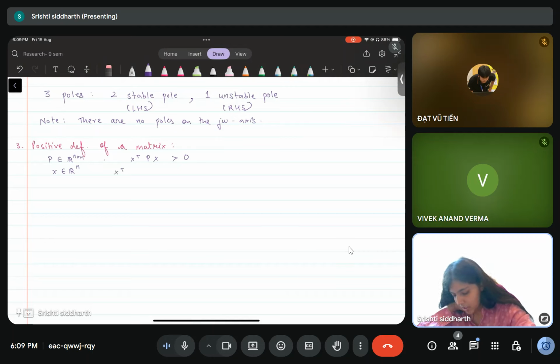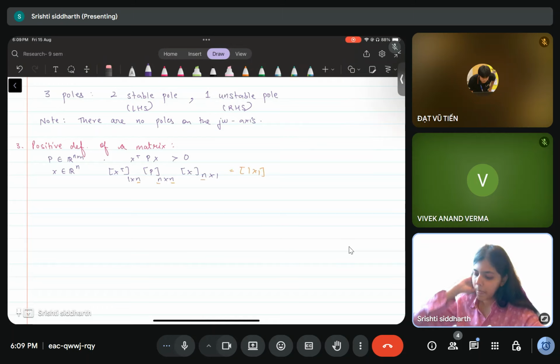So X transpose Px would be a scalar, right? This would be 1 by n, times n by n, and then X would be n by 1. So this means it's going to be a scalar. If that scalar is positive, we say that P is a positive definite matrix. Alright.